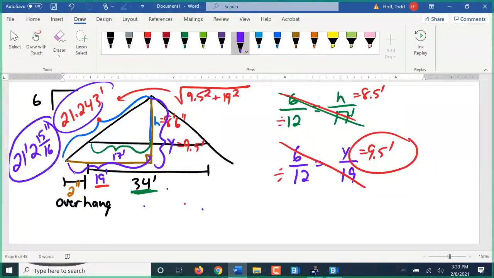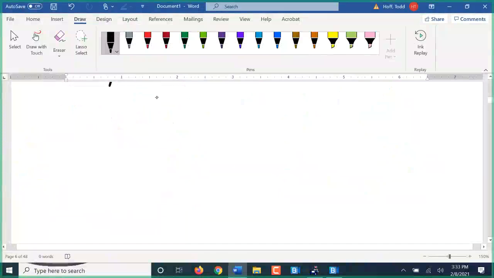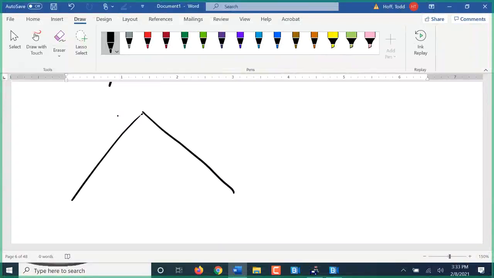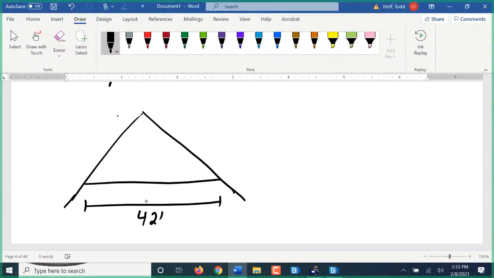Now, right now the 2 foot is a standard overhang, or 1 foot is a standard overhang. But some contractors, when they special order a truss, they'll do this. This is 42 feet. Make this an 8 to 12 slope. Why would they order that at 22.5 inches of overhang? They'll let whoever they're contracting do the math.